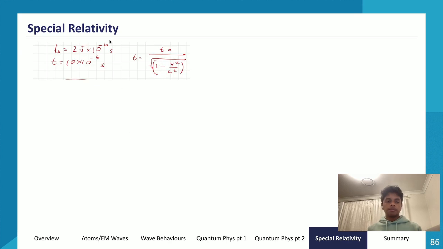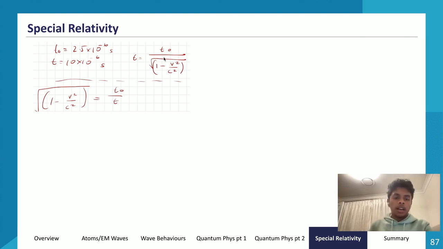So all we have to do is plug it into the equation. We have the equation over here and our data. So 2.5 times 10 to the power negative 6, which is t naught, the proper time, and the observed time is 10 times 10 to the power negative 6. Now let's rearrange this equation to make v the subject. We want velocity, so let's make v the subject. I made the denominator the subject, and then I squared both sides to remove the square root.